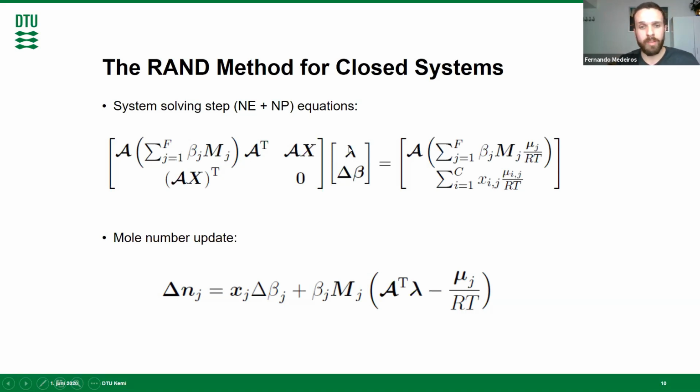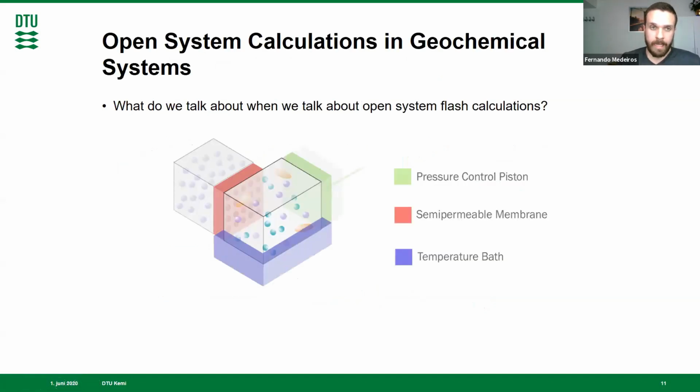So basically, once this system is solved for lambda and delta beta, those variables are used to get values of delta N. And then the mole numbers are updated, M is updated, and this system is solved several times until convergence is achieved. So at the beginning of my presentation, I talked about open system calculations.